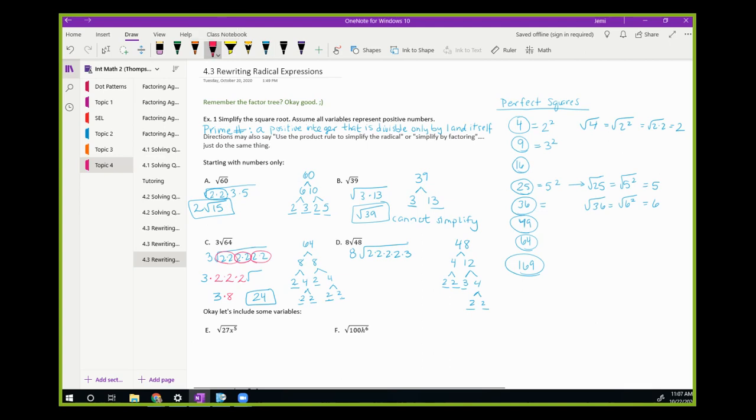All right, now I'm looking for pairs. So I've got a pair of 2s. So when I take the square root of 4, I get out a 2. I have another pair of 2s. I take the square root of 4, I get out another 2. And then I have a 3 left inside. So when I simplify that, I get 32 square root of 3.